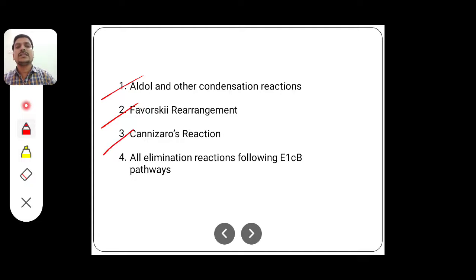In Cannizzaro reaction we have seen the carbanion is formed, and then a group migrates to another molecule. Then all elimination reactions which follow E1CB pathways also involve formation of carbanion. The conjugate base of the molecule is produced in that case, and that is why E1CB is the name given to such a mechanism.